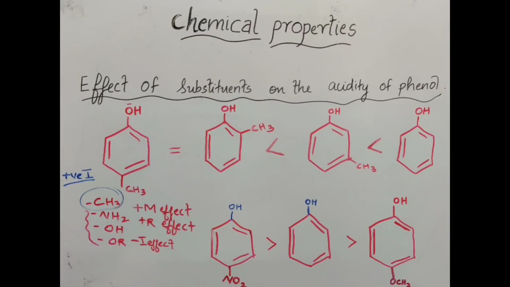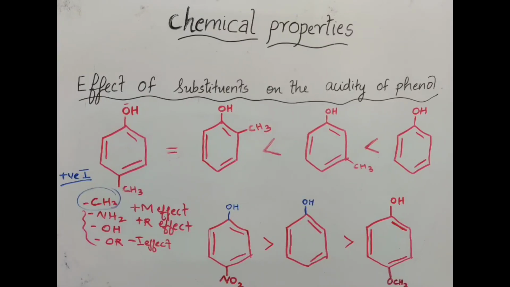This is one of the important portions of this chapter: the acidity of phenol, and what happens when an electron withdrawing group and an electron releasing group are added at the benzene ring, the effect of substituents on the acidity of phenol. From the examination point of view, as well as for your competitive exams, this is very important. Let us wind up the section. Thank you.